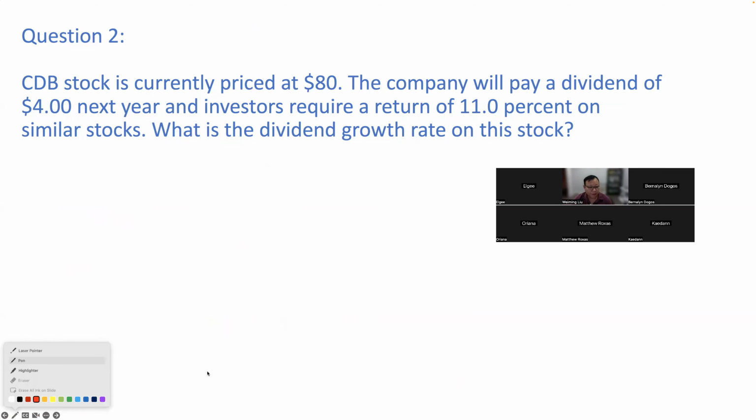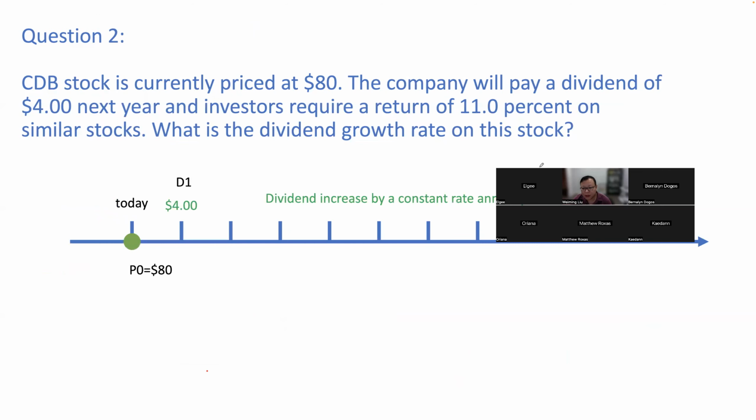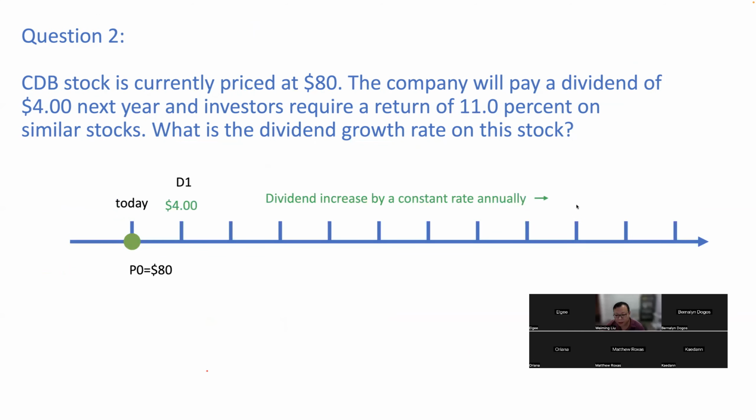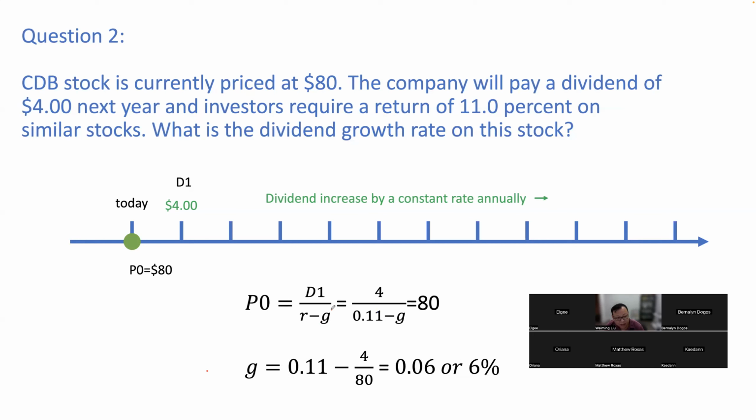Okay, so like always, I'm going to first draw a picture. This is my timeline. And this is the formula I'm using: P0 equals D1 divided by R minus G. So I'm able to find out G equals 6%.